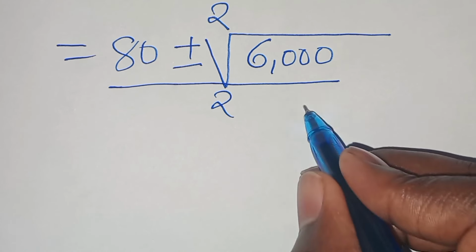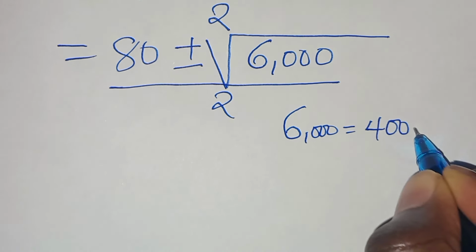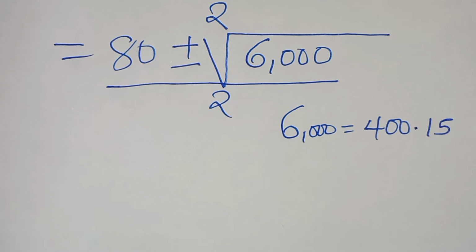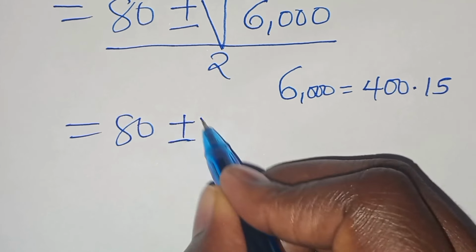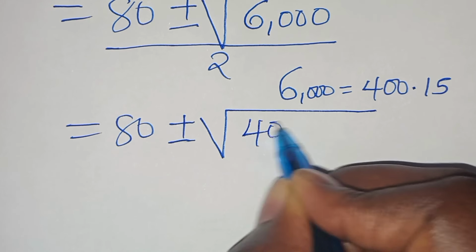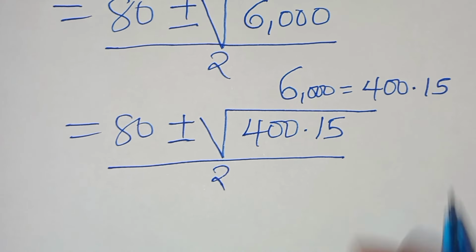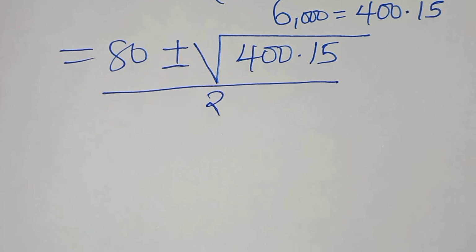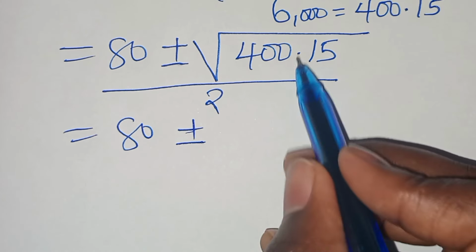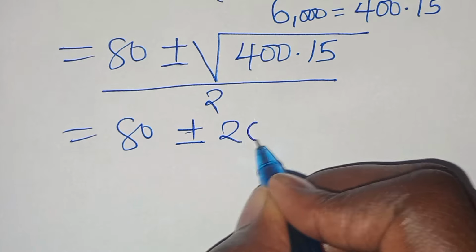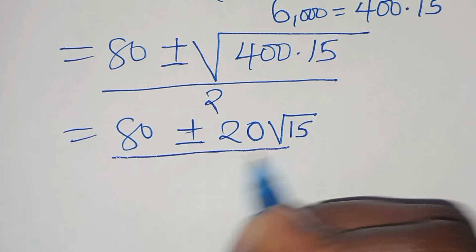The next step is that we can express 6000. This is the same thing as 400 multiplied by 15. So this implies we have 80 plus or minus the square root of 400 multiplied by 15. Everything here divided by 2. So we have 80 plus or minus the square root of 400. This is 20. Then square root of 15. Everything here divided by 2.